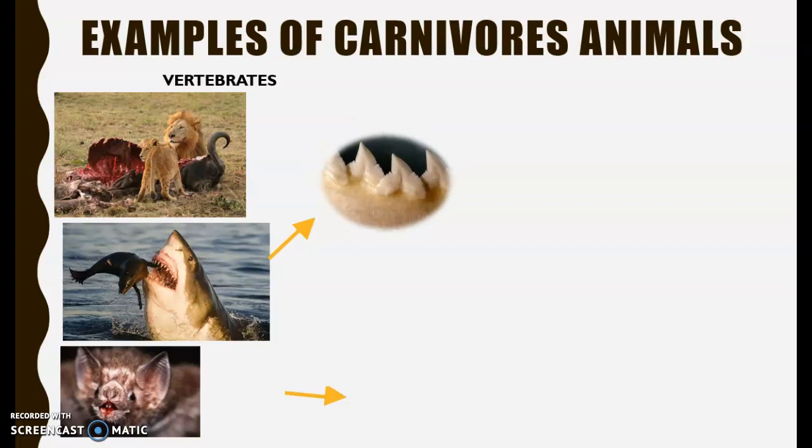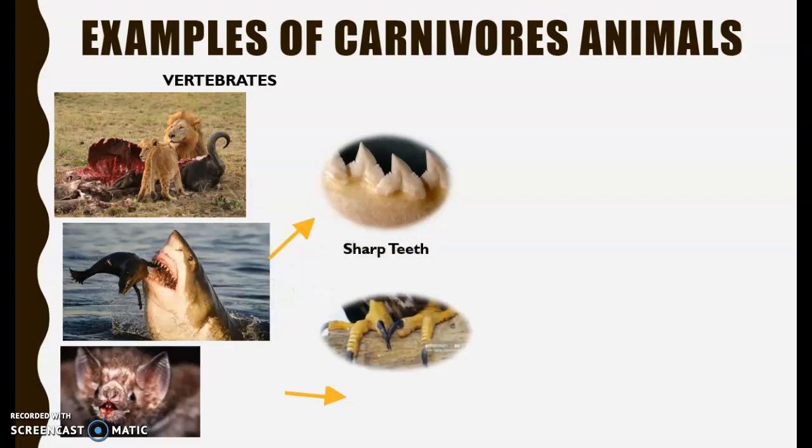This type of carnivores usually have special physical characteristics. Those physical characteristics help them in their eating process. Some of them, for example, have very sharp teeth. Some others have very, very strong claws. Those physical characteristics help them to kill the prey or to catch the prey.